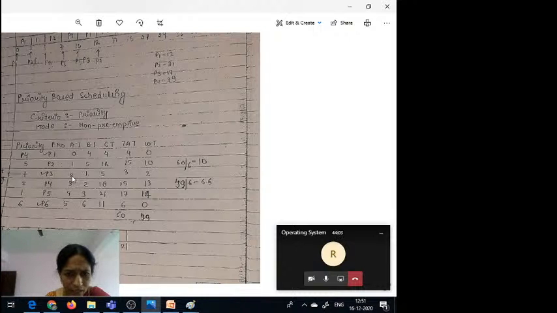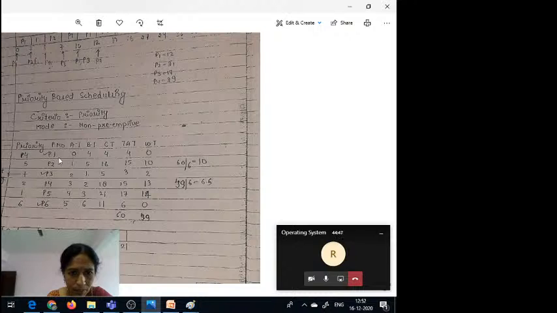So the P3 process would enter the CPU. But before that, observe the arrival timing: at 0, the P1 process entered. Now this P1 process entered at the 0th millisecond. This is a non-preemptive version. Once this process entered the CPU, the total burst time, 4, is completed first, because it is a non-preemptive version. Once assigned, it is completed, not preempted.